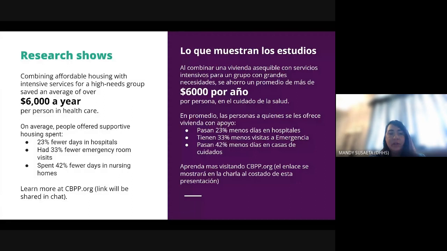So research shows that combining affordable housing with intensive services for any high needs groups saved an average of over $6,000 a year per person in healthcare. On average, people offered supportive housing spent 23% fewer days in the hospital, had 33% fewer emergency room visits, and spent 42% fewer days in nursing homes. Next slide.